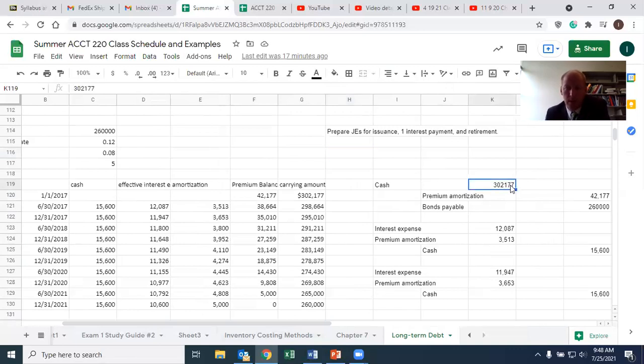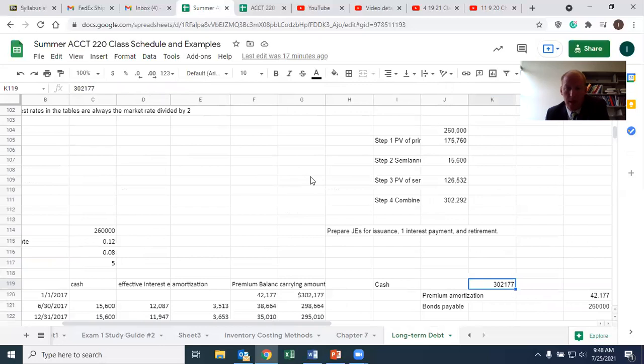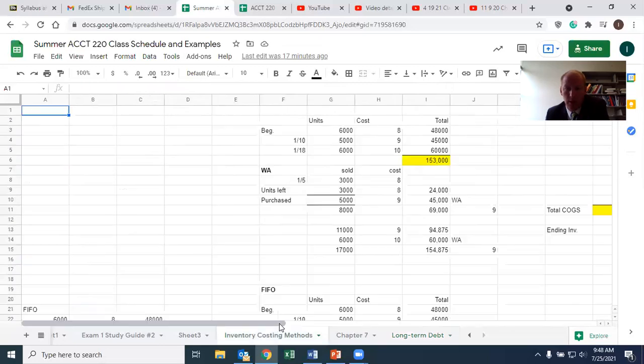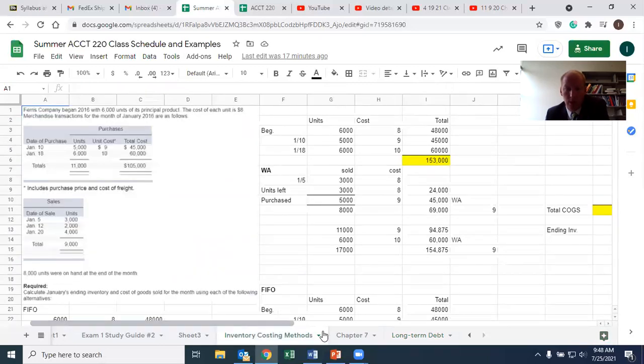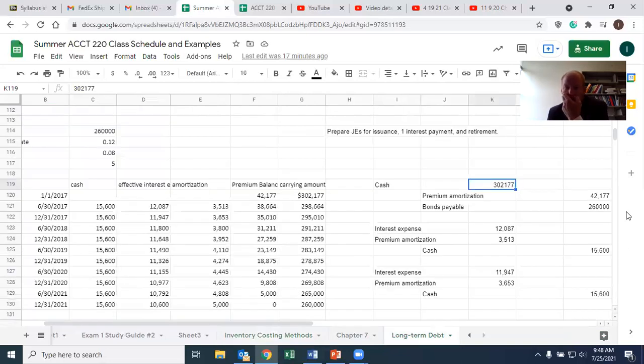So in this case, we're going to receive the cash, okay? That's the full amount. Remember though, we actually only agreed to pay back $260,000. So our bonds payable is only $260,000. The difference is the premium amortization, okay, which needs to be a credit to get our journal entry to balance.